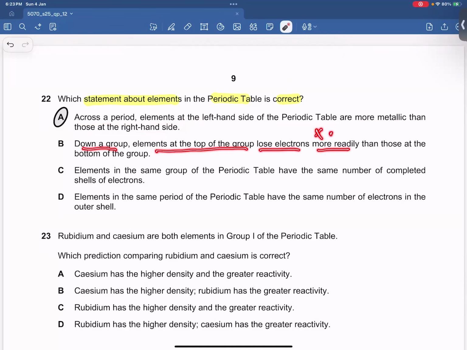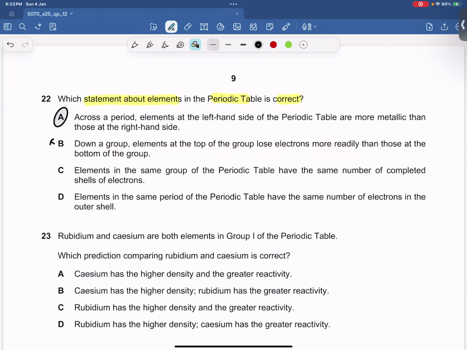Okay. Because when we talk about metals, reactivity always increases down the group. So the elements which are found at the bottom of the group lose electrons rapidly, whereas in the case of non-metals it is reversed. All right. So this statement is not applicable for all the groups, which is why option B is incorrect.